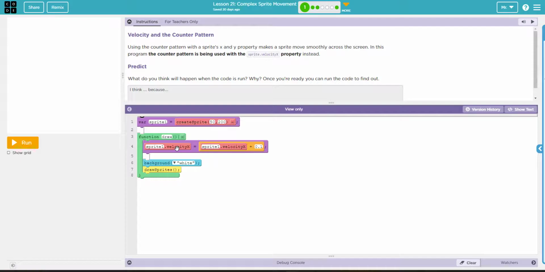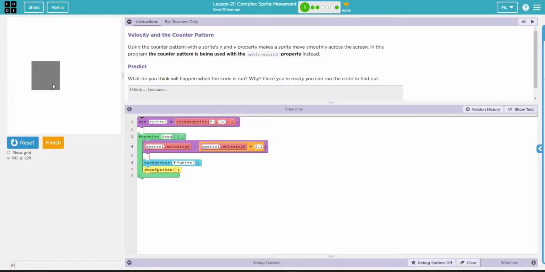Okay, before we did this, we used it to create movement. Today we have the velocity already, so we have the movement, but we're using a counter pattern with it. So what do we think is going to happen? Well, if we recall what the counter pattern does, this is saying Sprite 1's velocity x is going to get whatever the current velocity x is, and we're going to add 1/10 more each time the draw loop repeats. So it's going to go faster and faster and appear to be accelerating. Okay, so we'll see that with the block.